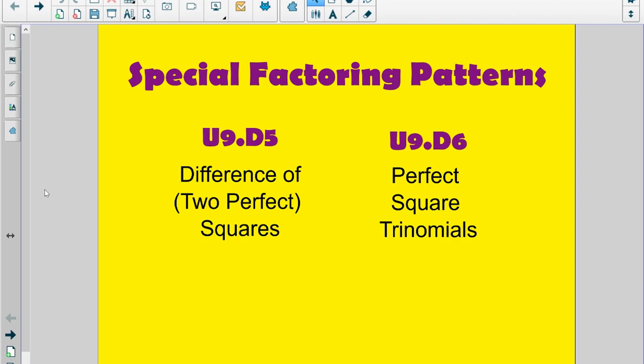Tomorrow, our next lesson is day 6, and that's going to be another special factoring called the perfect square trinomial. So we'll get to that next lesson, next video, but I just wanted to give you a heads up that these are the two different types of special factoring patterns.